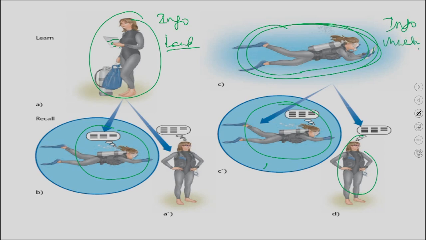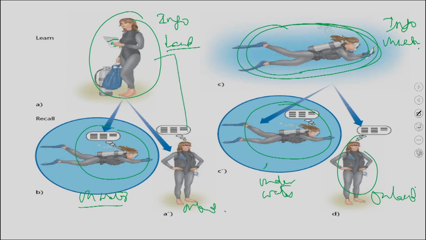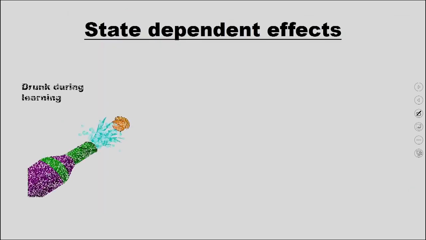Then the testing happened in two conditions: underwater, the words were remembered, and on land, the words were remembered. What do you think happened? If the information was learned on land, the retrieval was better on land. So this is high retrieval, and in the other case, the retrieval was very poor. If you learn information on land, the chances of retrieving it on land are very high. But if you learn information on land, go underwater and try to retrieve it, the chances are very less that you will be able to. And similar happens when you learn information underwater. There are some state dependent effects also.